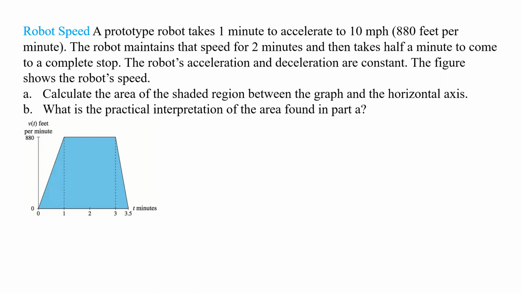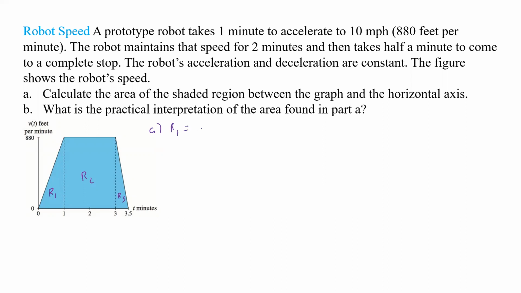Well, we have three different types of shapes here. We have a triangle, then a rectangle, then another triangle. So what I suggest is call that region 1, region 2, and region 3. For A, we're going to have to calculate all three regions, and then after that, we can add those regions together.